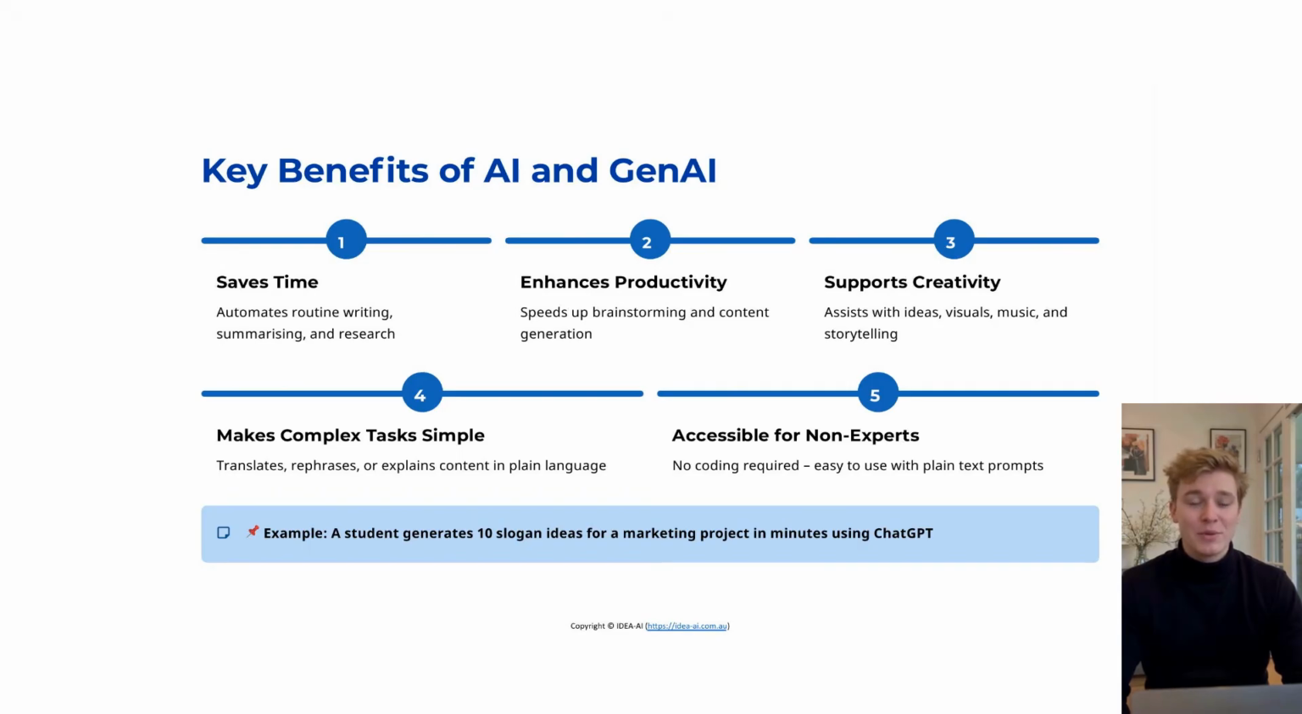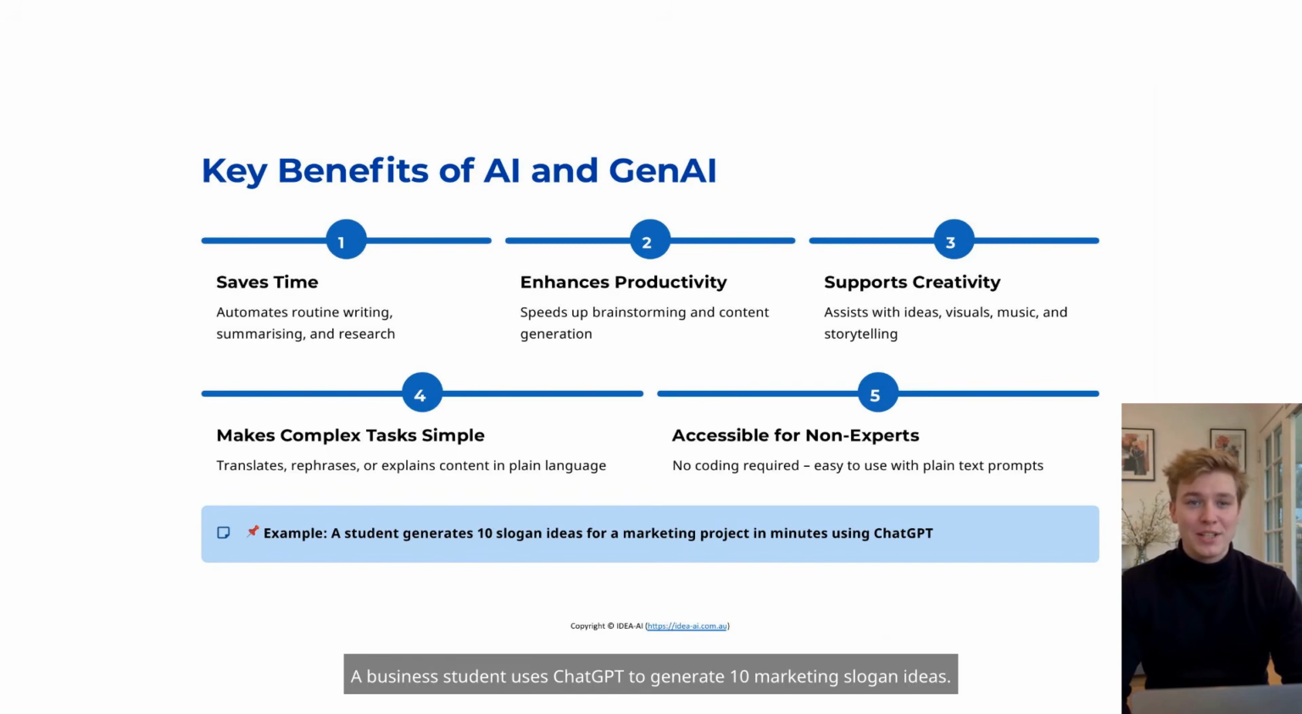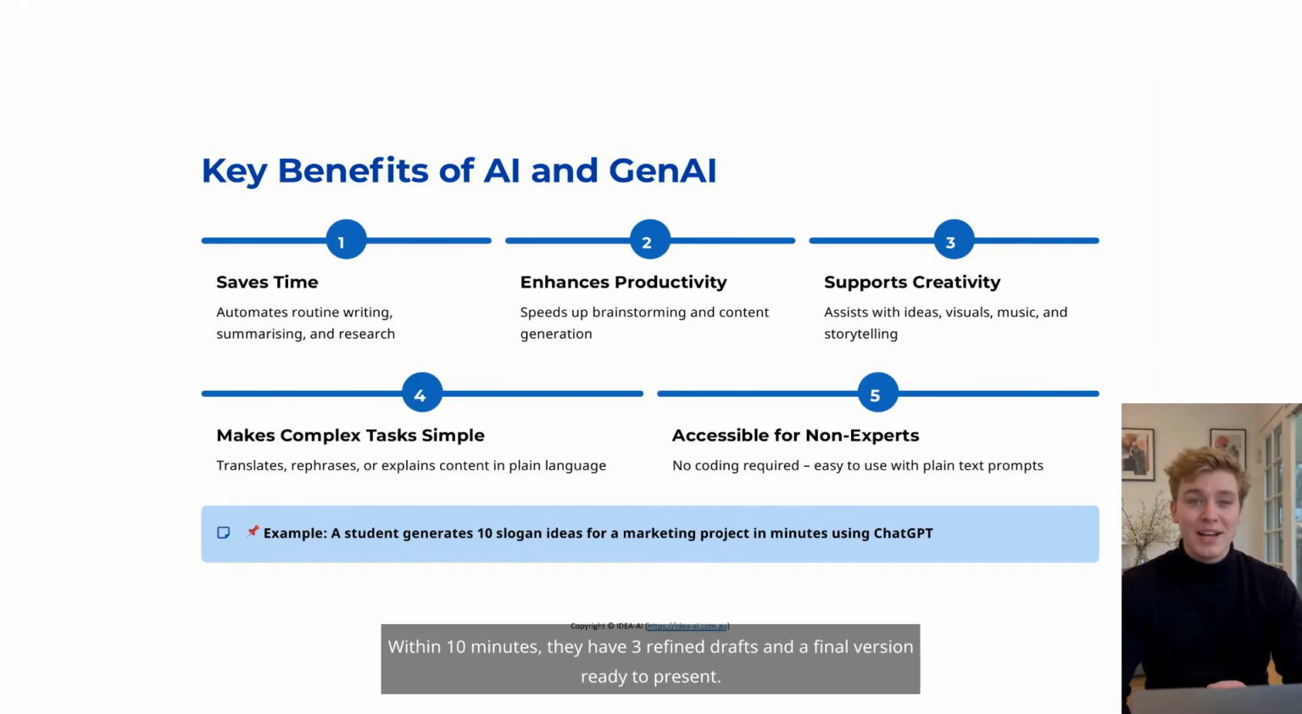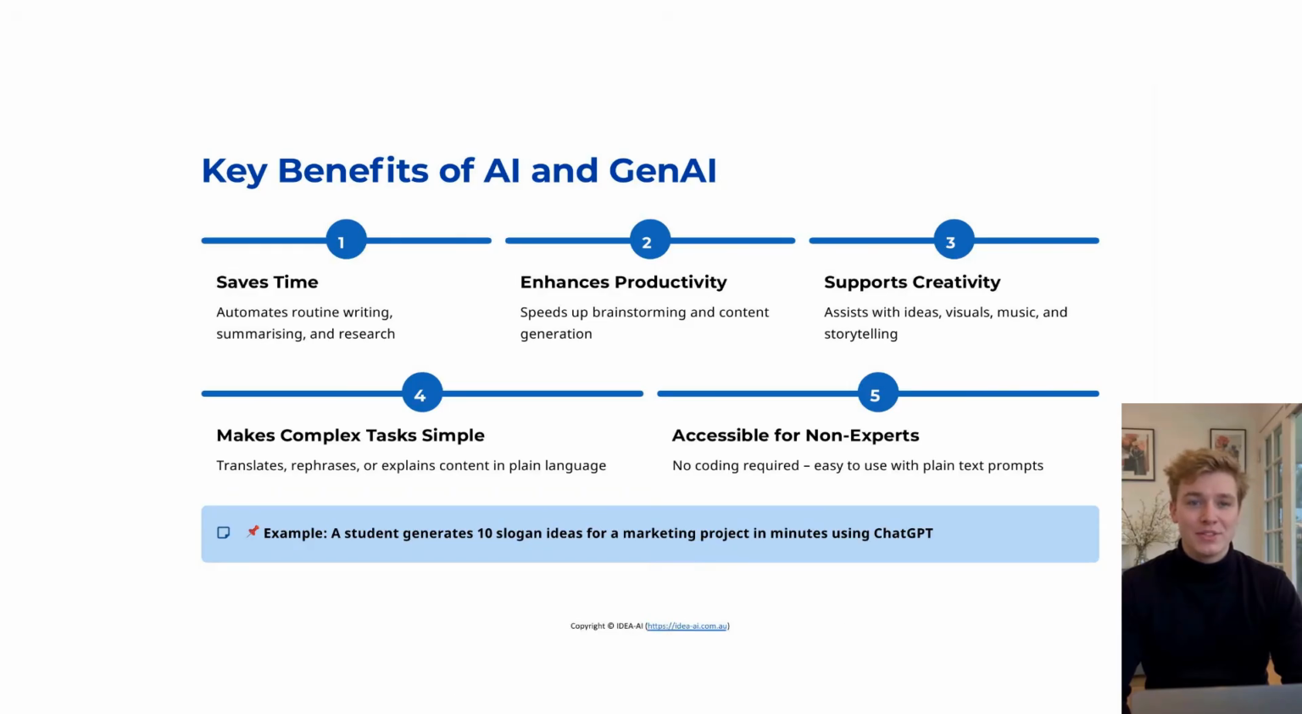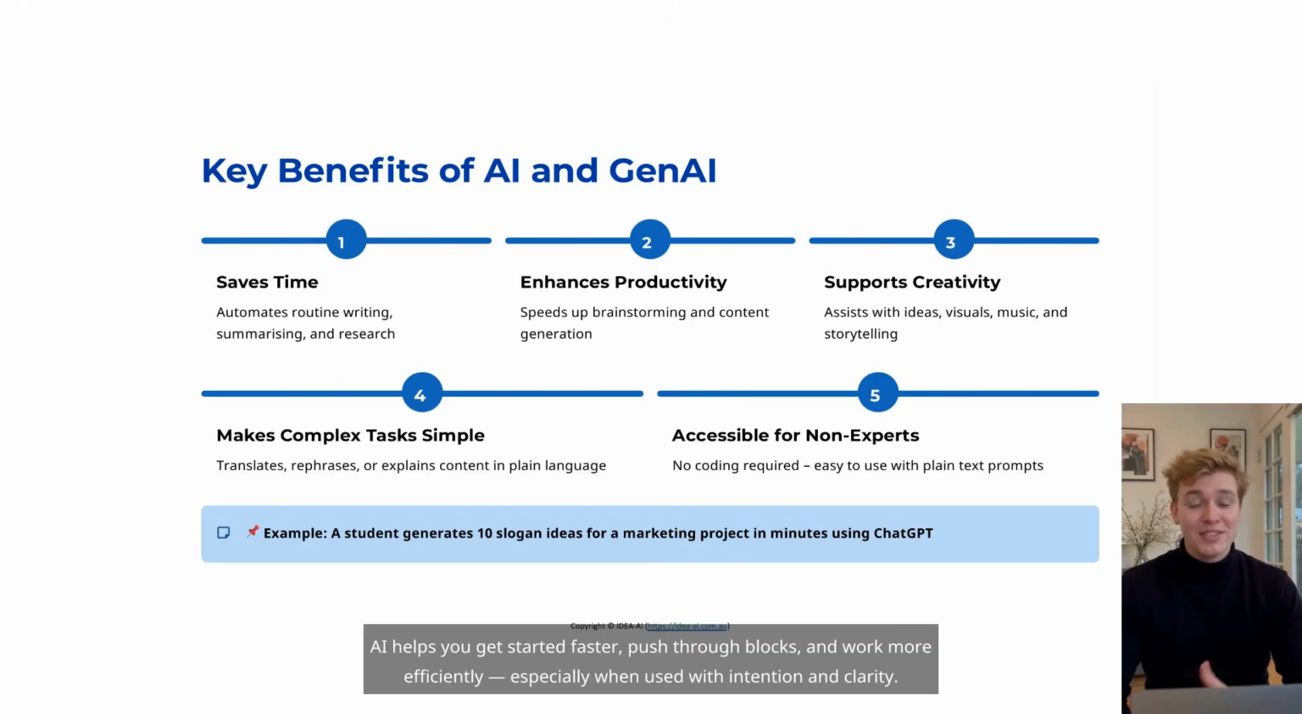Real-world student example. A business student uses ChatGPT to generate 10 marketing slogan ideas. Within 10 minutes, they have 3 refined drafts and a final version ready to present. The student still reviews and edits, but they saved hours of brainstorming. So, the takeaway is this. AI helps you get started faster, push through blocks, and work more efficiently, especially when used with intention and clarity.